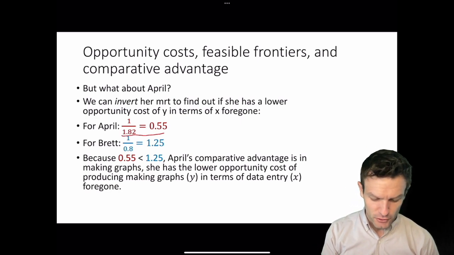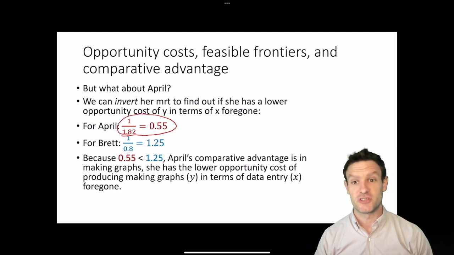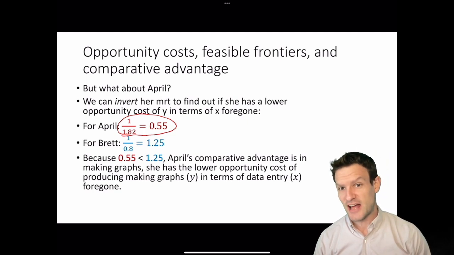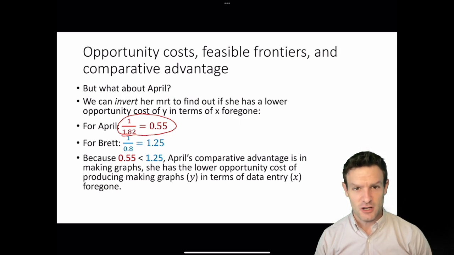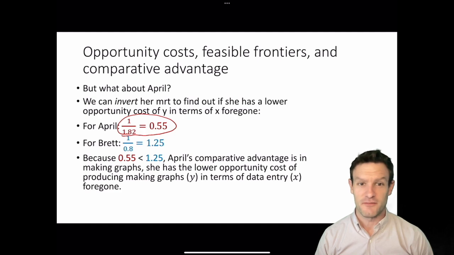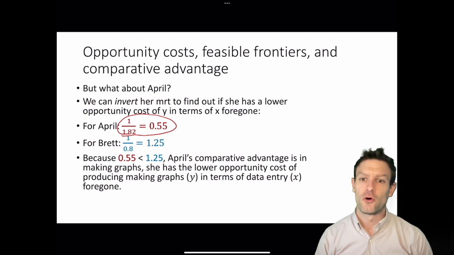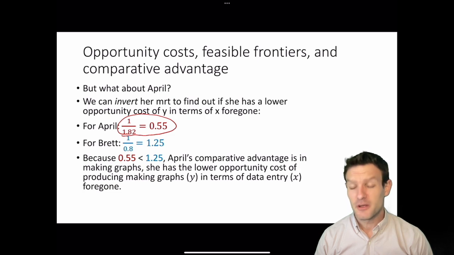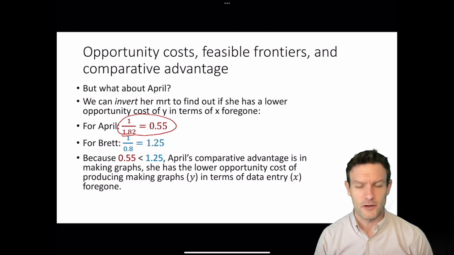And we see then that her opportunity cost of producing units of Y, in terms of how much X she has to forego, is 0.55. For Brett, on the other hand, he has to give up 1 divided by 0.8, equal to 1.25. What does that mean? He has to give up 1,250 keystrokes in order to produce one graph. For April, what did she have to give up? She had to give up 550 keystrokes in order to produce one graph.